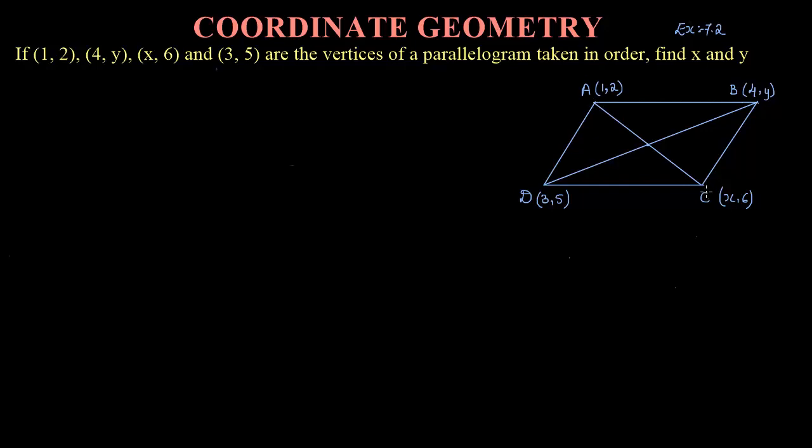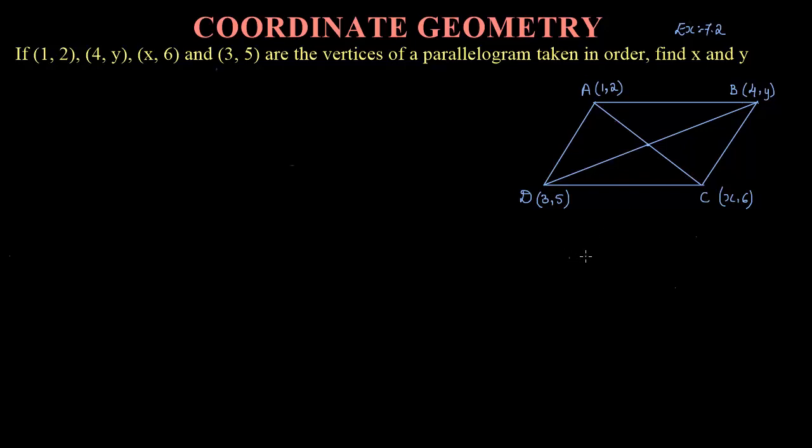What do you mean by diagonal? A diagonal is a line which divides any figure into 2 equal halves. So if I am talking about AC, then this line AC is dividing the full figure into 2 equal halves. If I am talking about BD, then BD is the line which divides this figure into 2 equal halves. So there are 2 diagonals of a parallelogram, and these diagonals of a parallelogram will always bisect each other.